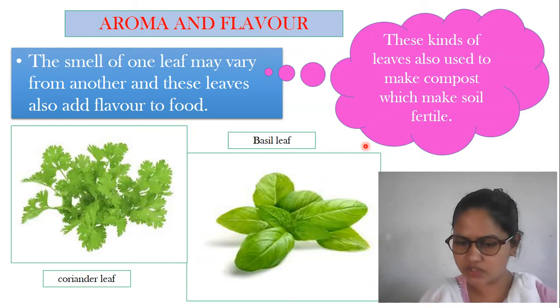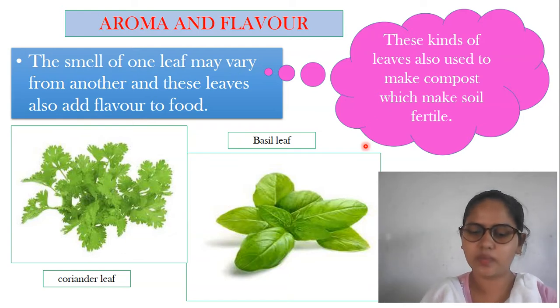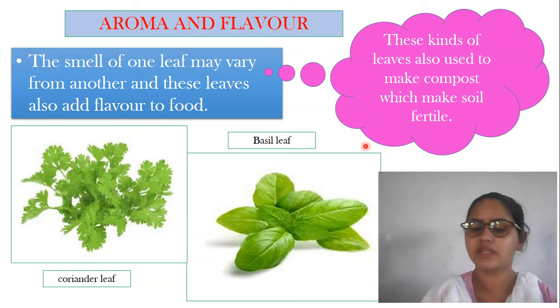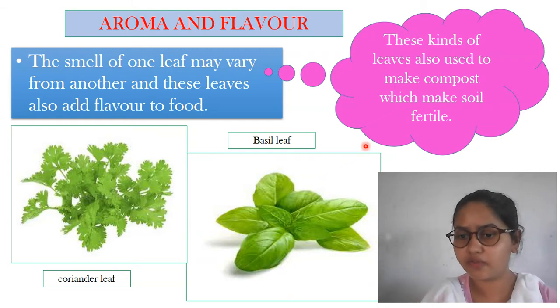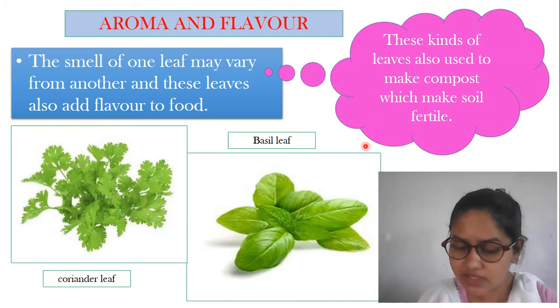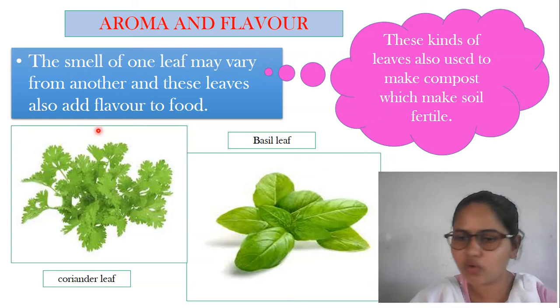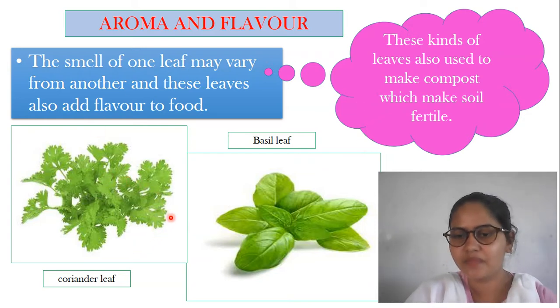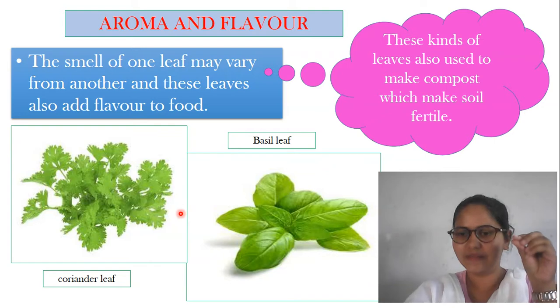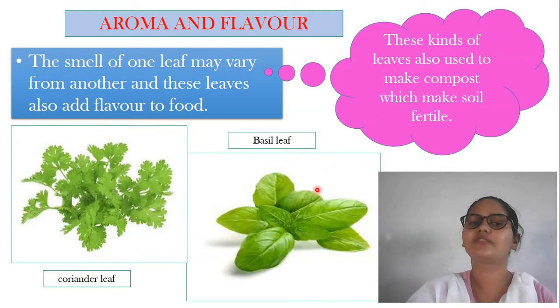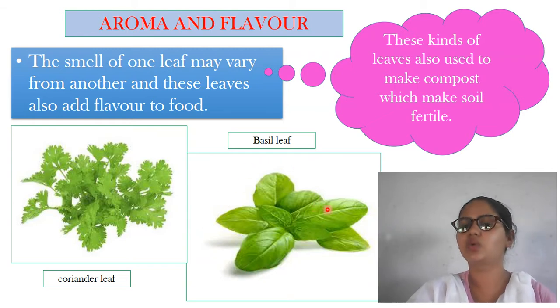So on page number 61, you can open and learn that the smell of one leaf may vary from another. For example mint, basil, and coriander. So these all are different. They have different flavors, and these leaves add flavor to food. Like we use coriander in daily life. In every sabji we put it, right? So that is why we are using this. So these kinds of leaves give flavor to food.